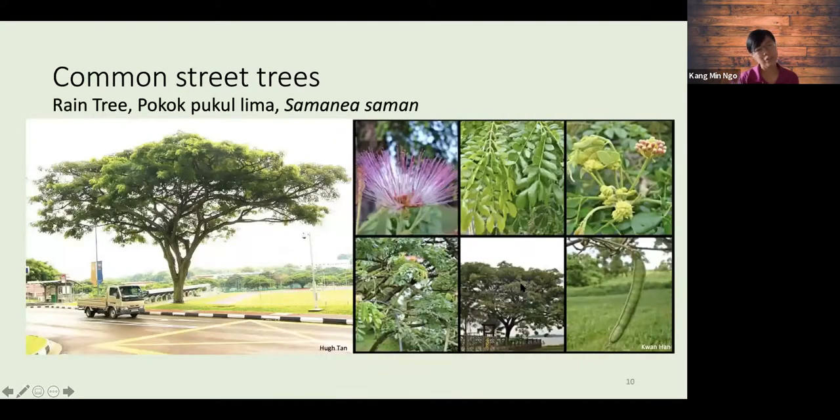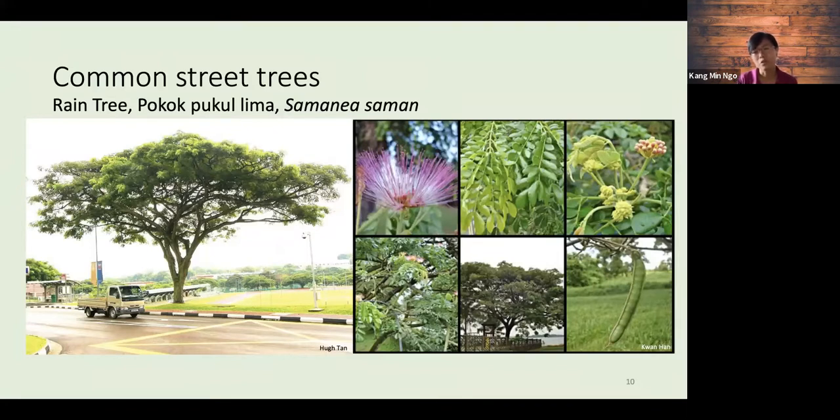So some of the very, very common street trees we have, this is called the rain tree. Why is it called rain tree? Because the leaves of the rain tree will close just before it rains. And in Malay, it's called the pokok pukul 5, which means the 5 o'clock tree. So why is it 5 o'clock? Because just like the effect of the rain, right? At about 5 p.m., the leaves of this tree will also start to close.